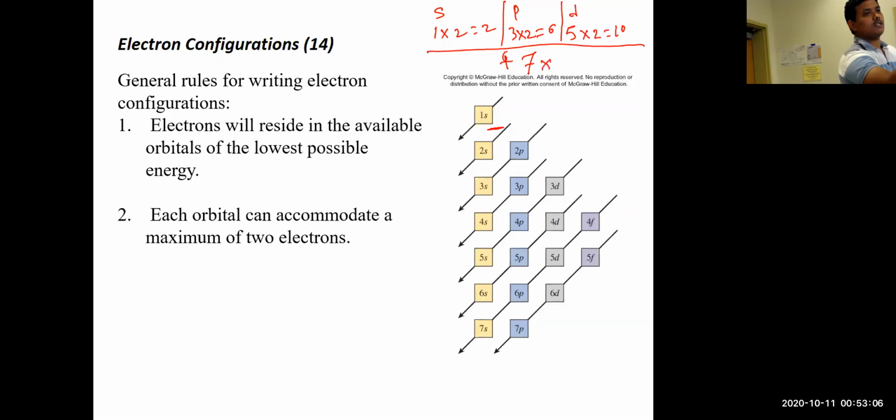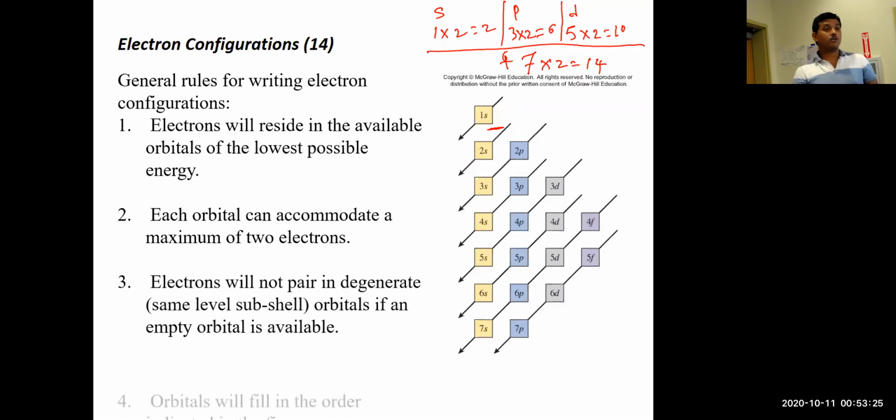Seven orbitals. So 7 times 2 will hold 14 electrons. So those are the maximum number of electrons each one of these subshells can hold. Different subshells have a different number of orbitals, thus they are going to hold a different maximum number of electrons. So the third rule is that electrons will not pair in degenerate, same-level subshell orbitals if an empty orbital is available. Basically, it is asking you to carefully follow Hund's rule.